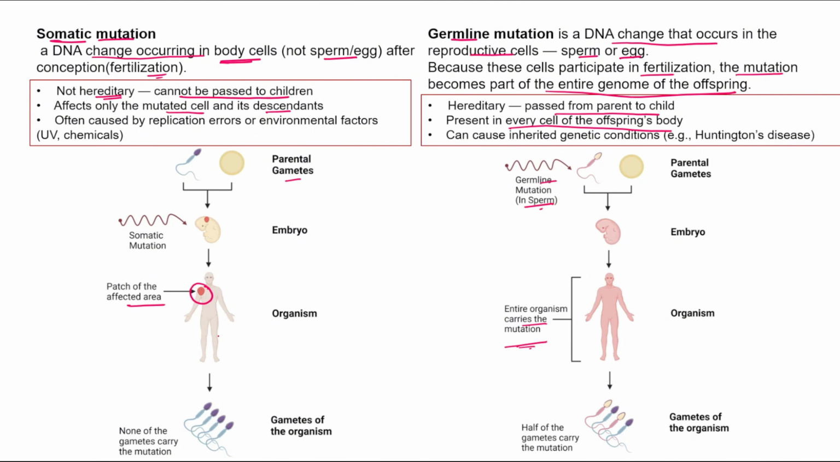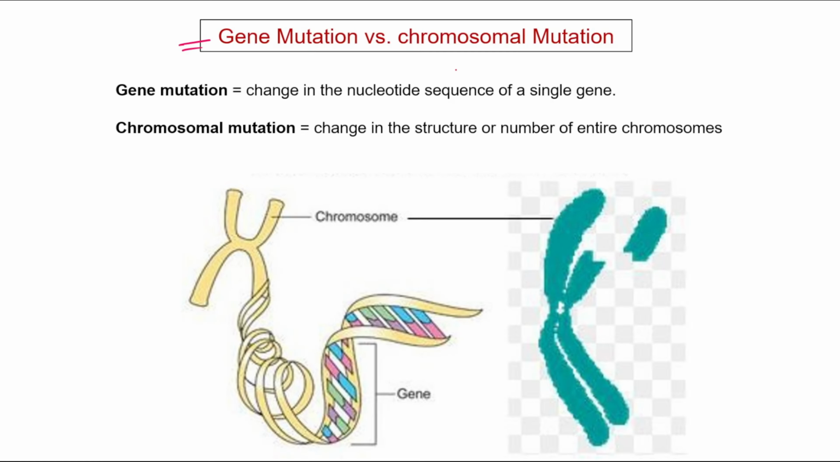So let's explore the different types of mutation. One is gene mutation and another is chromosomal mutation. So what is gene mutation? Gene mutation is a change in the nucleotide sequence of a single gene. This is the chromosome, and chromosomes are composed of long, tightly coiled DNA molecules. DNA consists of four nucleotides: adenine, guanine, cytosine and thymine, and a change in the nucleotide sequence of a single gene is called gene mutation.